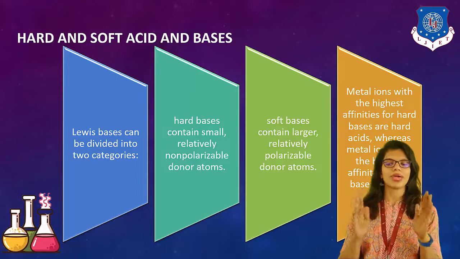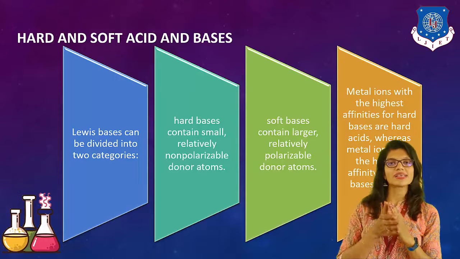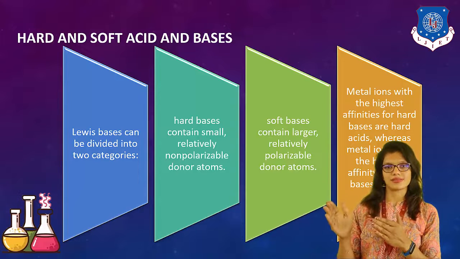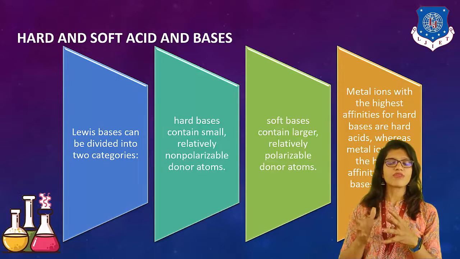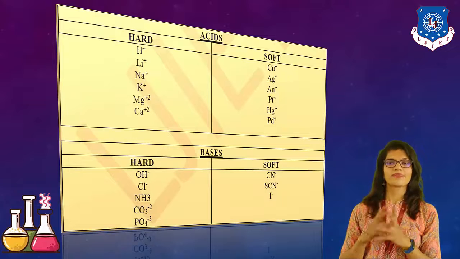Remember it properly, okay? So, the metal ions with the highest affinities for hard bases are hard acids, okay? Generally, it has been observed that hard bases combine with hard acids as well as soft bases combine with soft acids, right? Their match is very perfect. Whereas the metal ions with the highest affinity for soft bases are soft acids. So in this manner we can say that soft attaches with the soft while hard attaches with the harder one. Right?